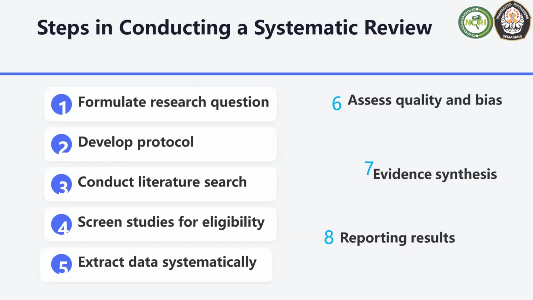So as discussed earlier on, our focus is on systematic review. So what are the steps of conducting a systematic review? First, you formulate a research question that is very smart, fitting into the PICOS framework or the SPIDER framework. Then you develop a protocol, which is a predefined plan on how you're going to conduct this systematic review. After that, you can go into your literature search.